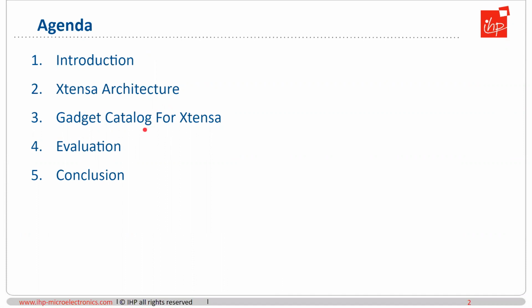Later we'll cover the actual work of the paper and gadget catalog creation for the Xtensa. In the evaluation part, we'll evaluate the performance of the gadget catalog creation. And in conclusion, we'll have a look at the achieved results.